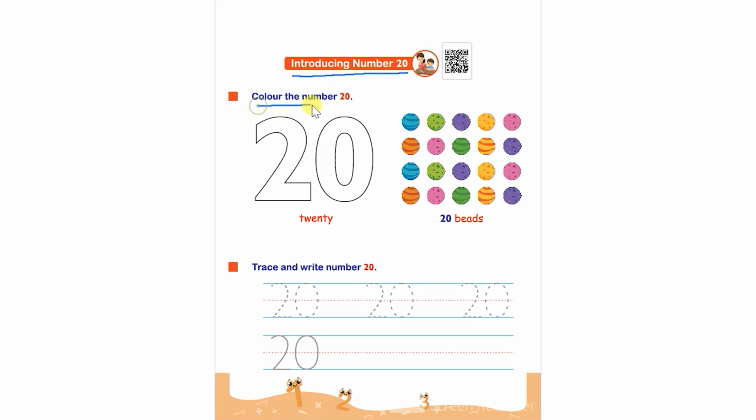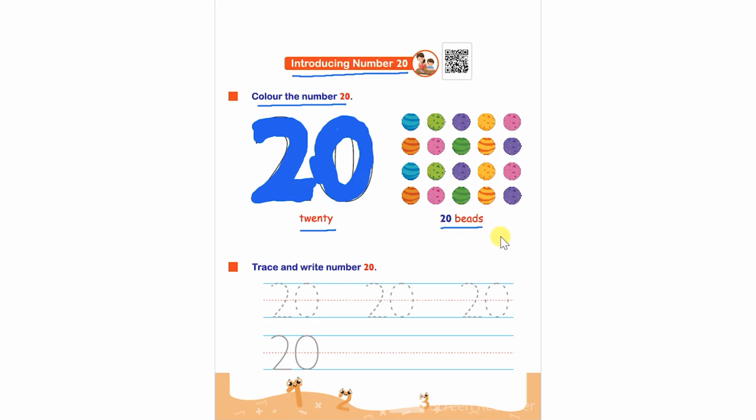In this worksheet the topic is introducing number 20. Over here, color the number 20. So the child has to color the number 20 over here, and after doing that they have to read the number 20 in words which is given just below the number. So they have to color this using crayons or pencil color. So they have to read this after 20. Please emphasize them on looking at the 20 beads which are given over here.